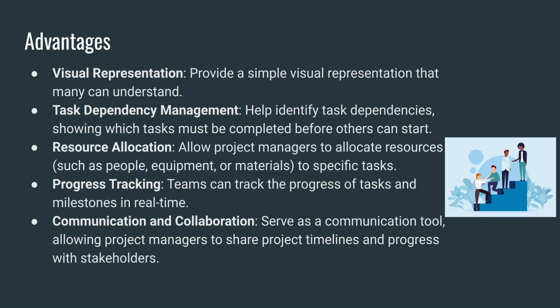They aid in identifying project dependencies, clarifying the sequence in which tasks need to be completed for efficient project execution. Furthermore, Gantt charts enable project managers to allocate resources effectively, ensuring optimal utilization of personnel, equipment, and materials amongst tasks. Teams can monitor task and milestone progress in real time, providing valuable insights into the project's status and performance.